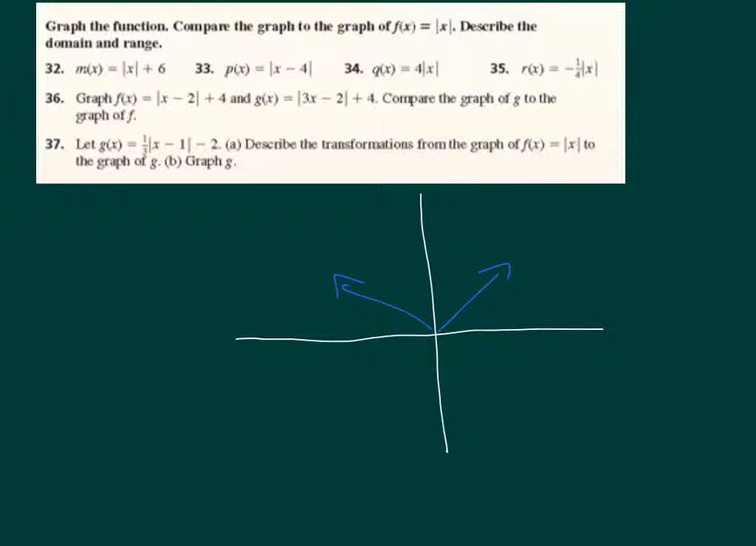And after we did that, we would shift it to the right 1 because it's negative, so we're now looking like this. And then after that, we would shift it down 2, so now it looks like this. All those shifts help and contribute to what we end up with as a final result.